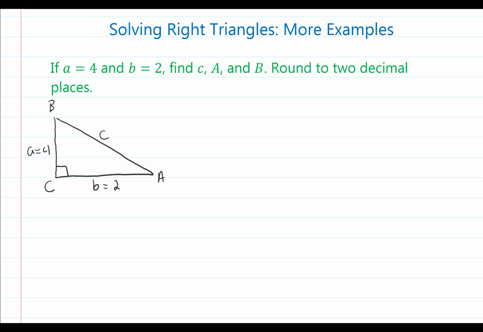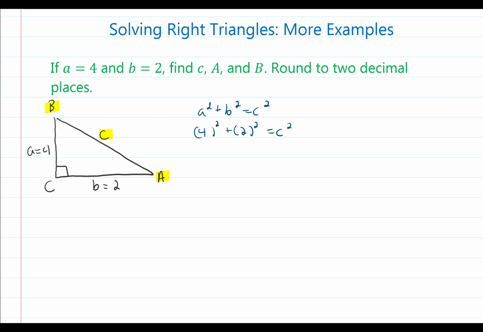We now need to find 3 pieces of missing information, and that would be angle B, angle A, and side C. So let's start by finding side C, and let's do that by using the Pythagorean theorem. What we know is that a squared plus b squared is equal to c squared, and this is true for all right triangles. We know that a has a value of 4, so that'll be 4 quantities squared. We know b has a value of 2, so that's 2 quantities squared, and this is equal to c squared.